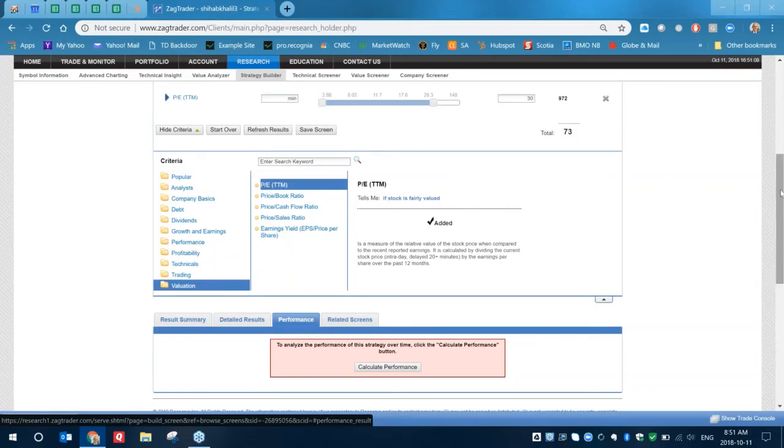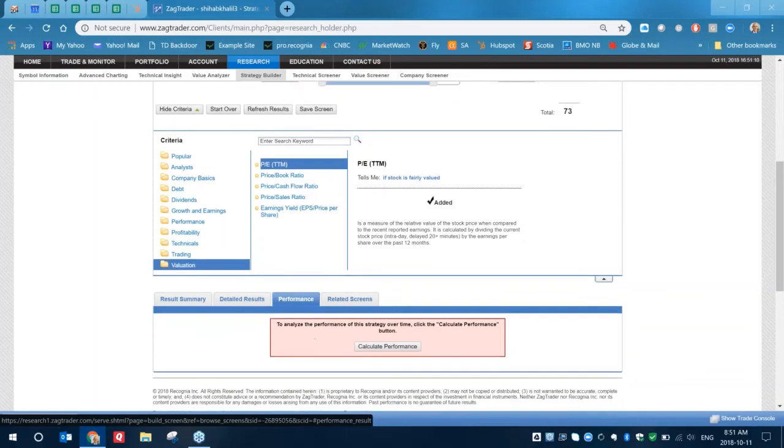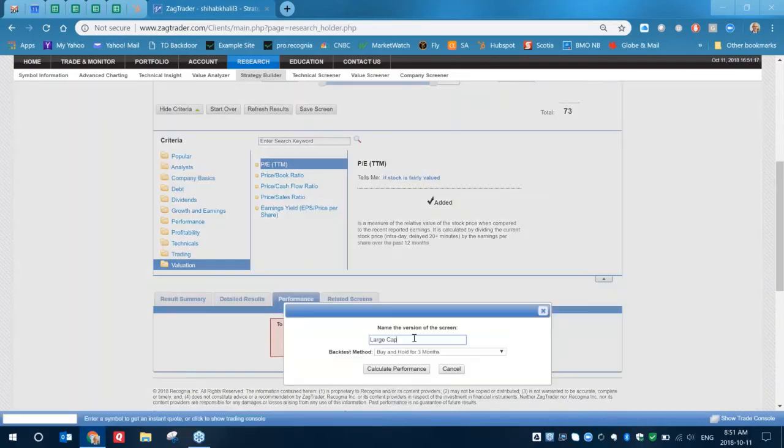So what I could do is click on the Calculate Performance tab. I'm going to give this backtest a name, so it's my large cap UK. And we have a few different backtesting methods available here. We can backtest both long and short strategies. I'm going to pick just the simplest one, which is buy and hold for 3 months. I'm going to say Calculate Performance.